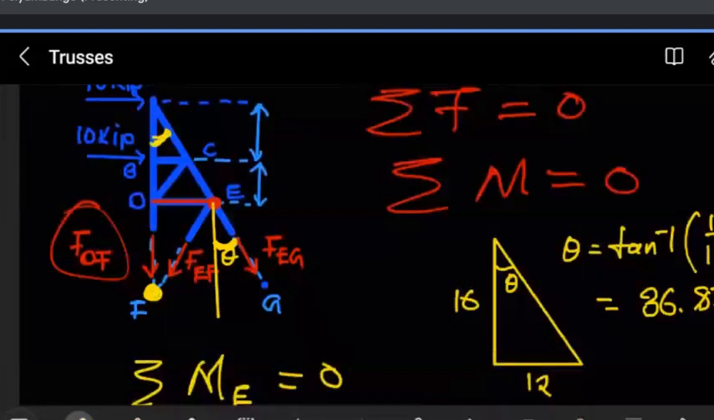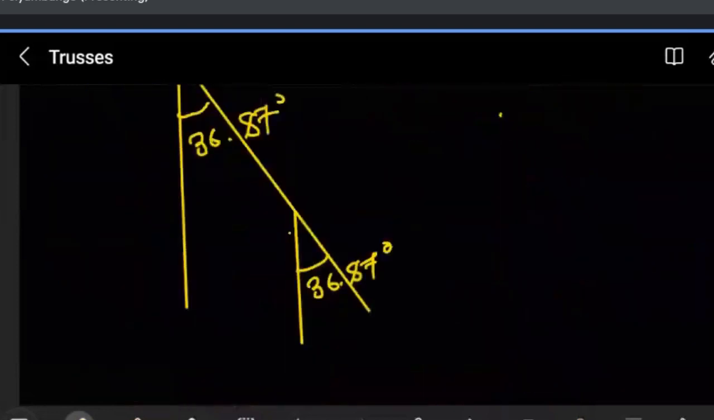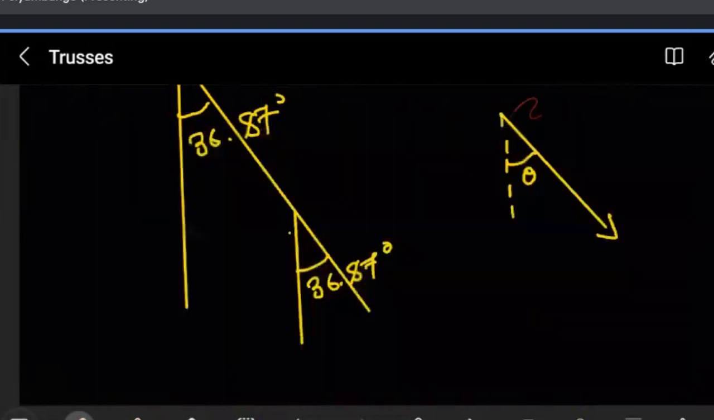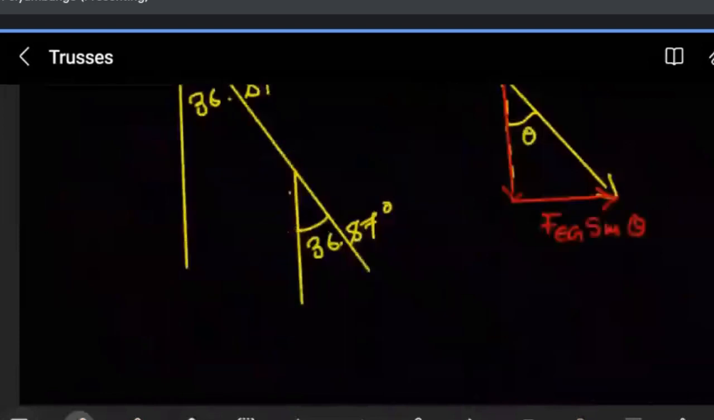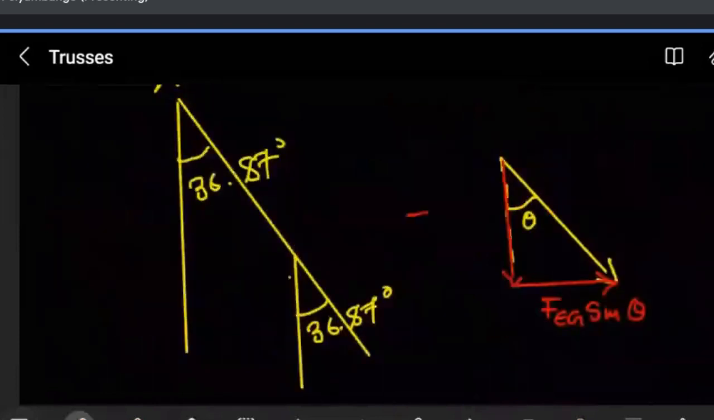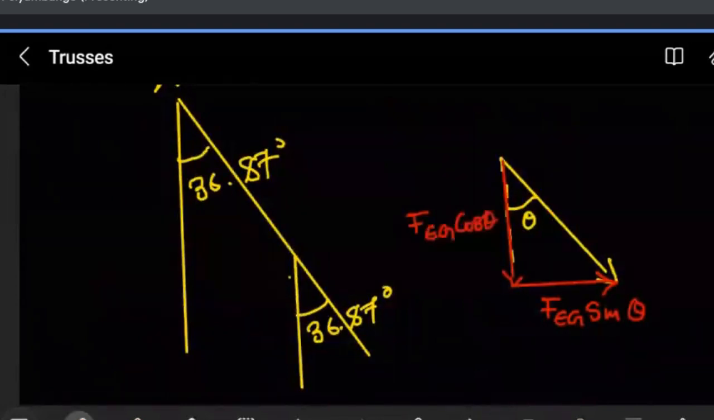So with that in mind, we can look at FEG and say that since FEG makes an angle of 36.87, let's just say theta there, we can easily get its horizontal component and vertical component. The vertical part is going to go down like this, and the horizontal part is going to go to the right like that. So the one going to the right will be FEG sine theta. Is it EG? Let's verify. Yes, that's FEG. And the one going downwards is going to be FEG cos theta. So this is how we're going to get those two components.